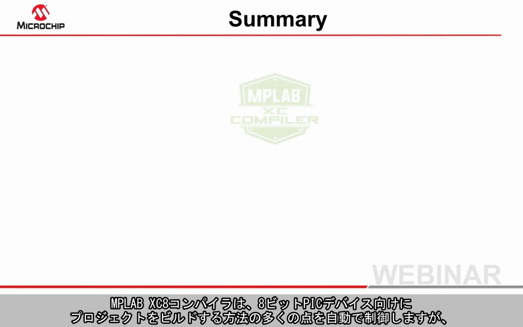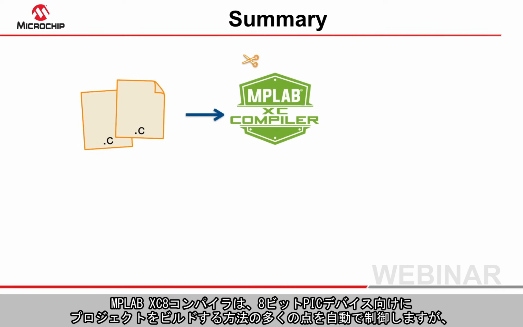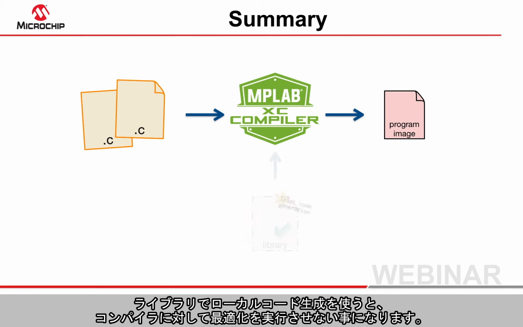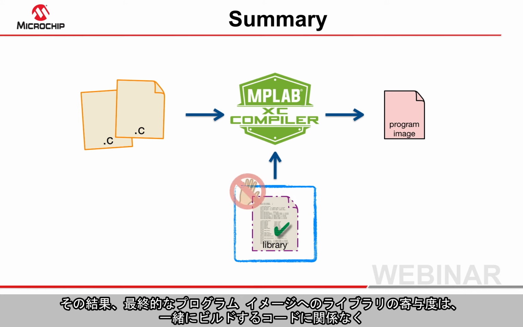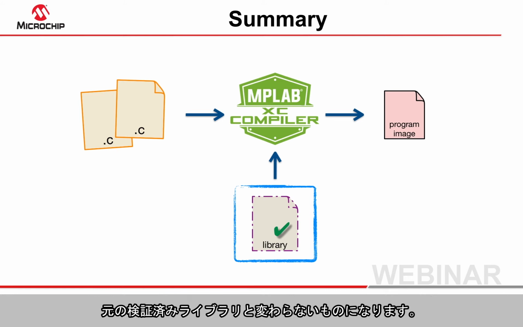Although the MPLAB XC8 compiler automatically controls many aspects of how a project is built for 8-bit PIC devices, using local code generation with the library tells the compiler to keep its optimizing hands off, so that the library's contribution to the final program image will not change from that originally validated, regardless of the code it is built with.